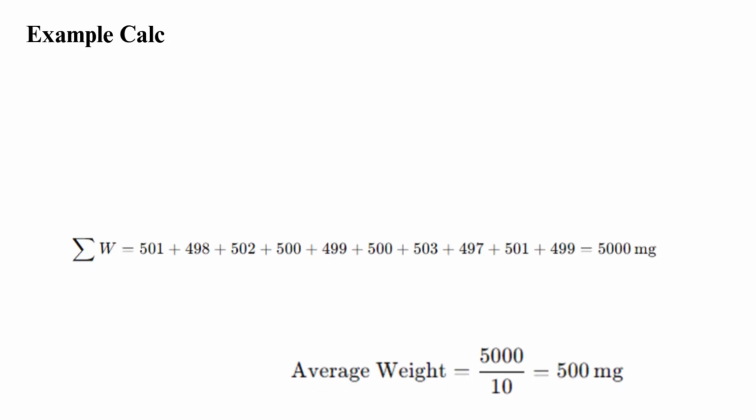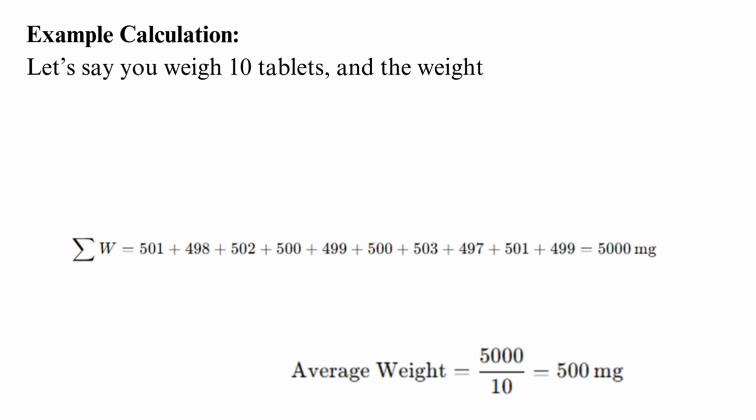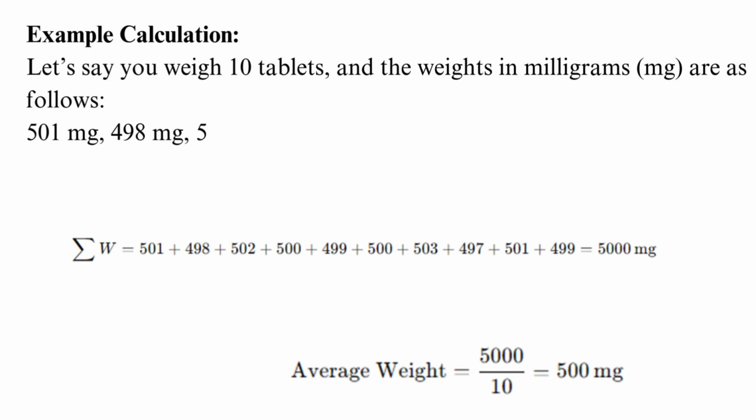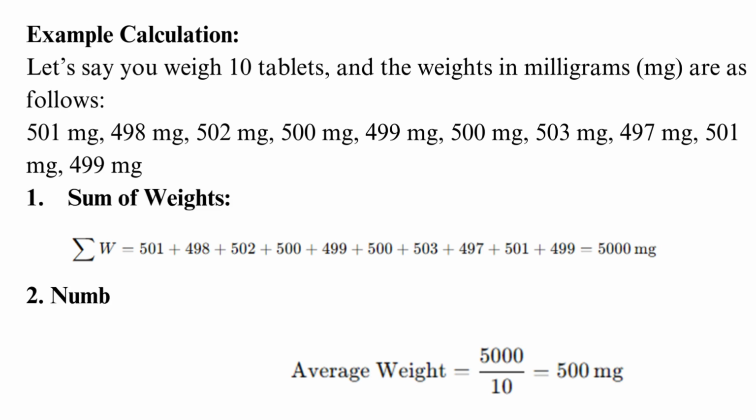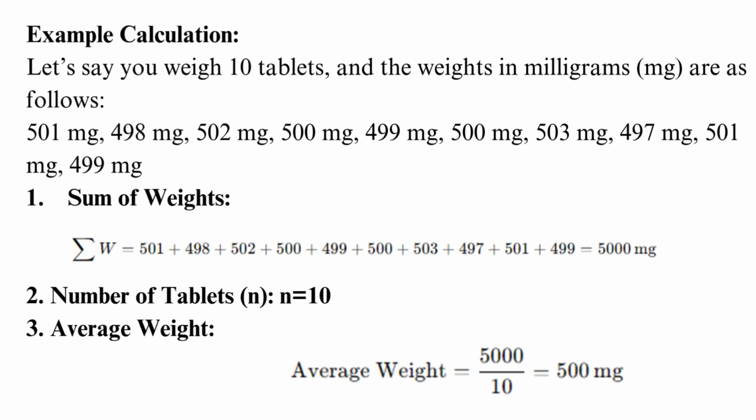Example calculation. Let's say you weigh 10 tablets, and the weights in milligrams are as follows: 501 milligram, 498 milligram, 502 milligram, 500 milligram, 499 milligram, 500 milligram, 503 milligram, 497 milligram, 501 milligram, 499 milligram. Sum of weights equals 5000 milligrams, number of tablets, N equals 10. Average weight equals 5000 divided by 10, which is equal to 500 milligram.